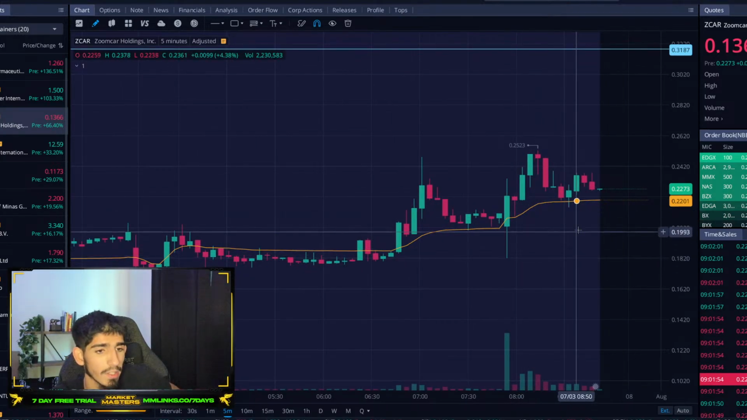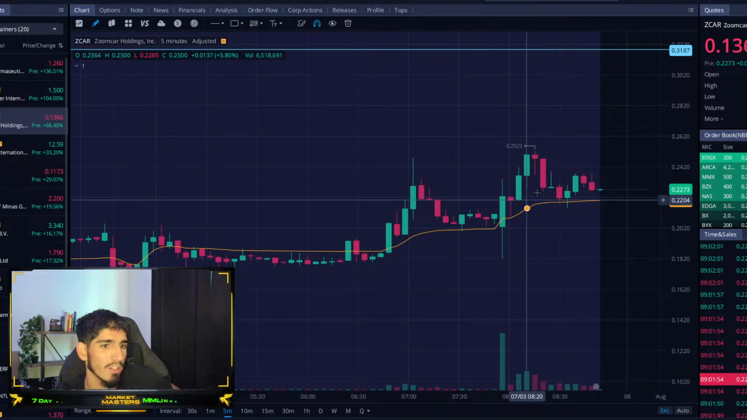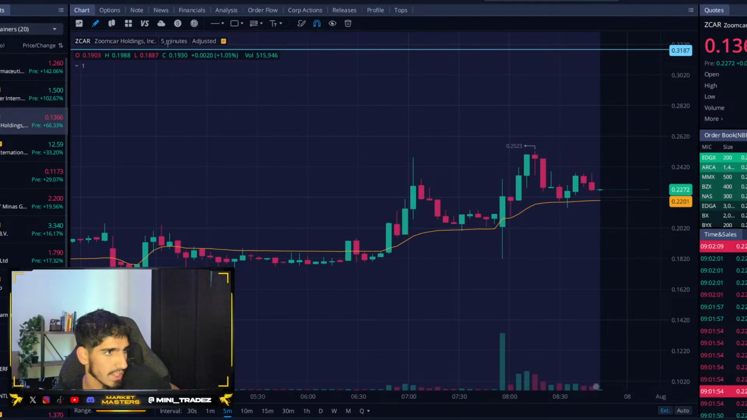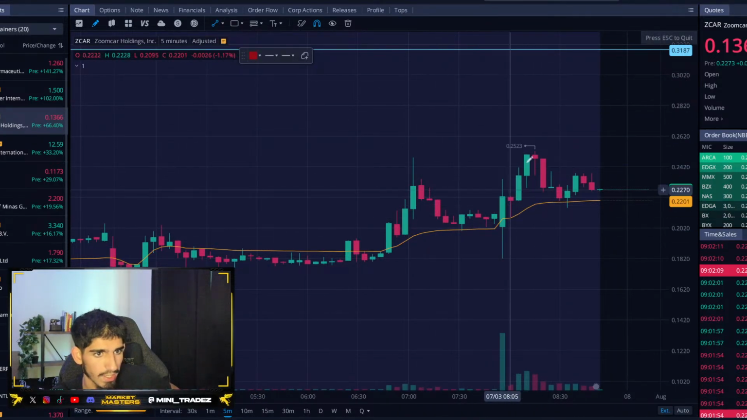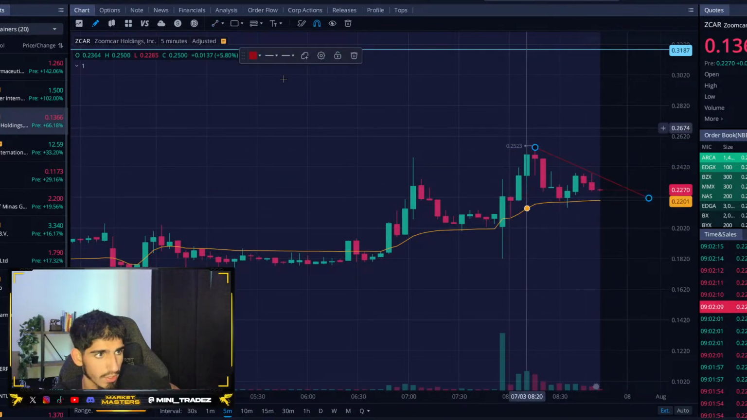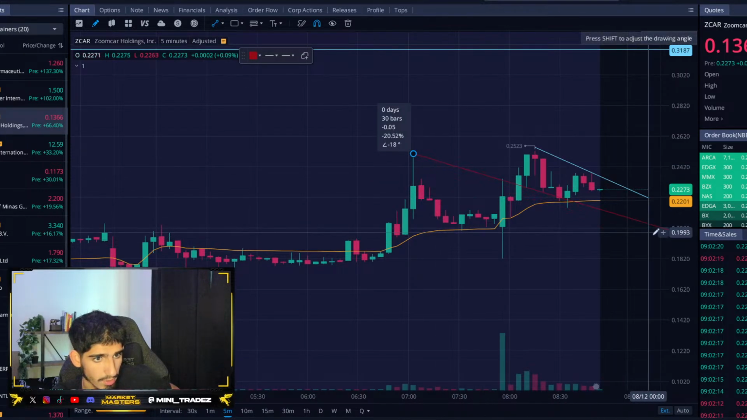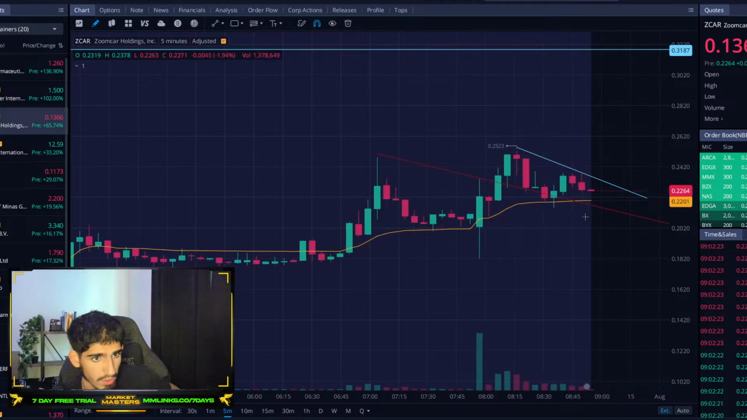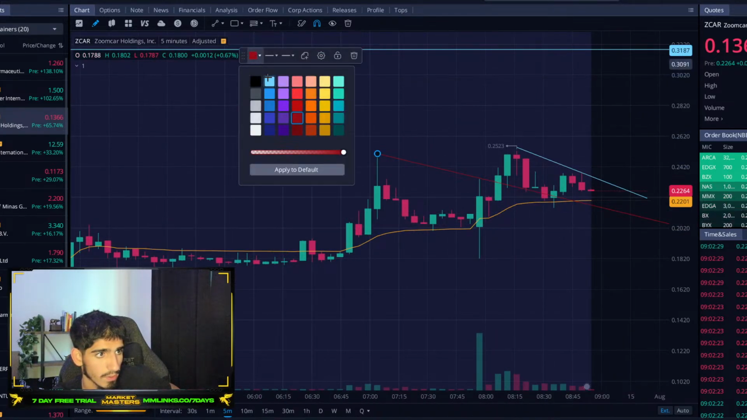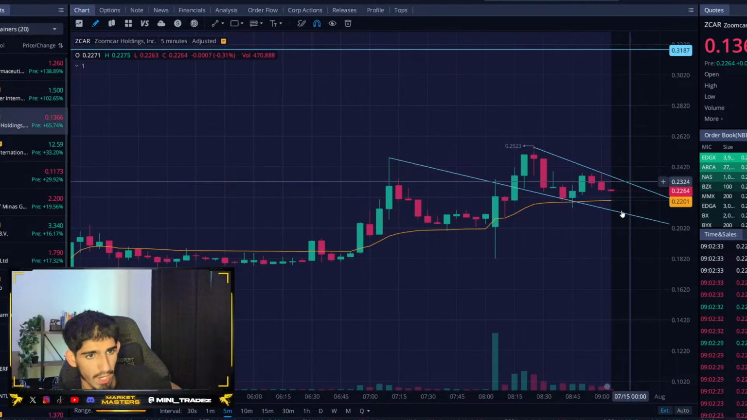But anyway, it's fine. Looking at Zcar, I like this flag right here. I'll probably call it early here. I like the way this flag is setting up. So into open, I'm just going to be watching this. Once we break out, I'll look for a retest. Right now we have something forming, an ascending, descending triangle. You get the gist. I can't make it perfect right now, but sort of like that, a descending triangle. We'll see how it holds.